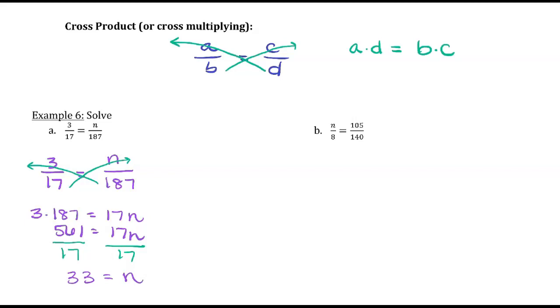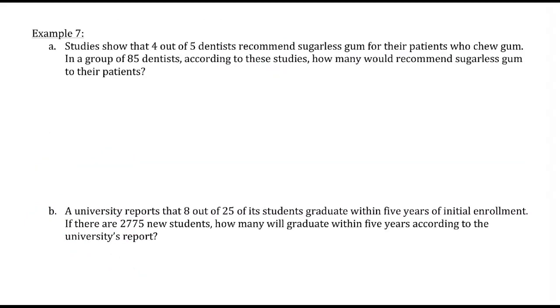Let's take a look at example 7. Example 7, we have two problems here that are word problems dealing with proportions. The trick is being able to set up the correct proportion. Let's read part A. Studies show that 4 out of 5 dentists recommend sugarless gum for their patients who chew gum. In a group of 85 dentists, according to these studies, how many would recommend sugarless gum to their patients?